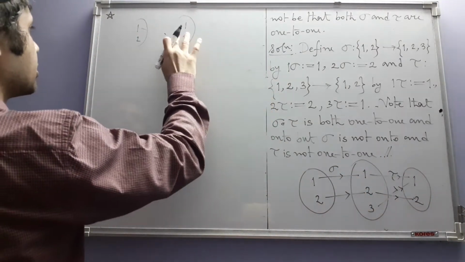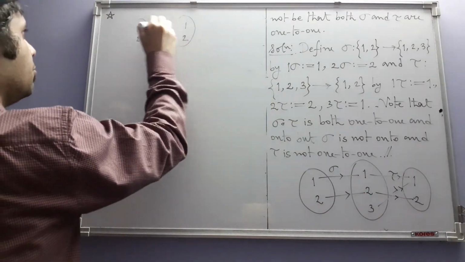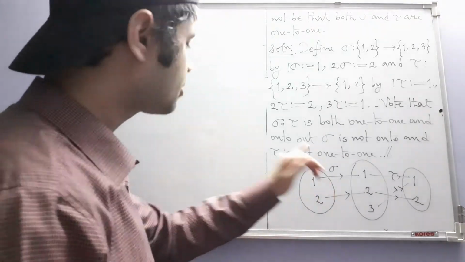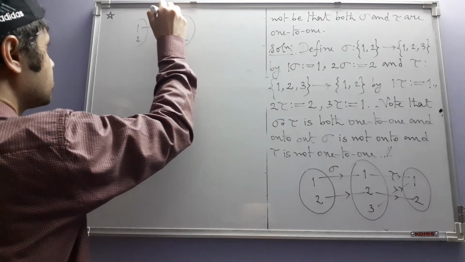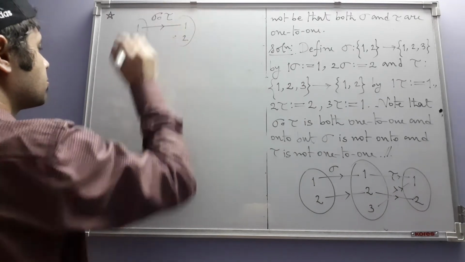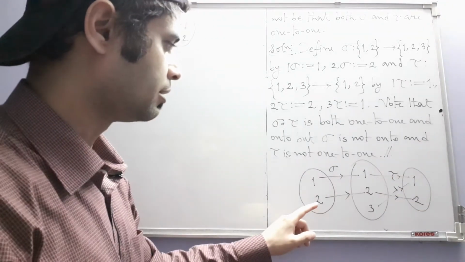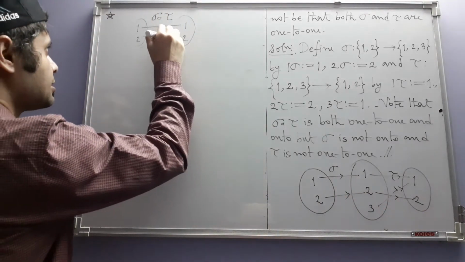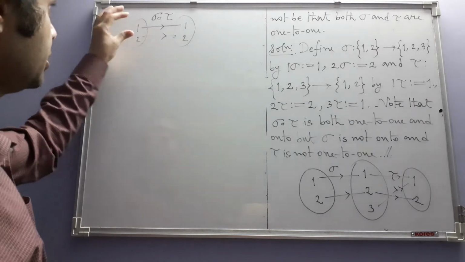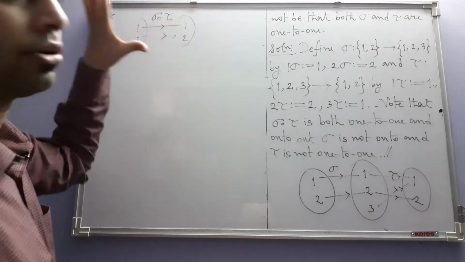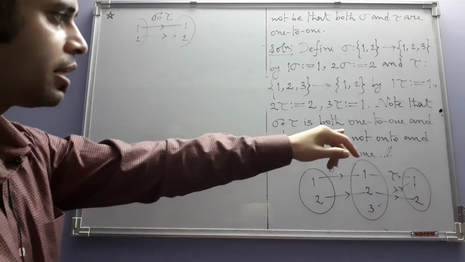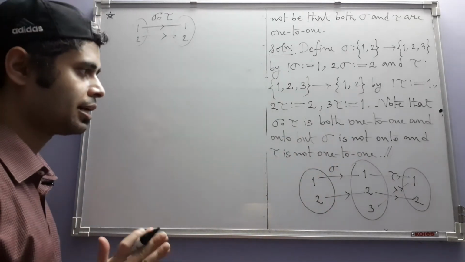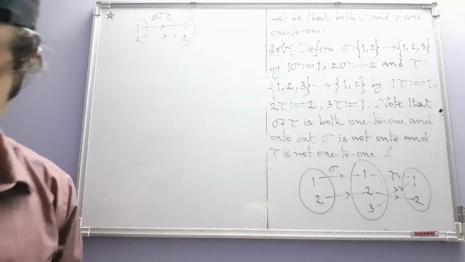So this is not the case. We will have this. Sigma composition tau will map 1 onto 1 and 2 onto 2. So you can see that sigma composition tau is both one-to-one and onto, but sigma is not onto and tau is not one-to-one. So that's how we completed the solution.